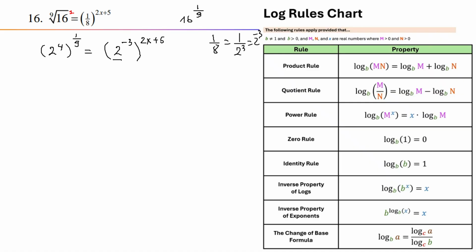Okay, now same base. Skip the middle step. 4 times 1/9 is 4 over 9 equal the exponent negative 3 times 2x, negative 6x, negative 3 times 5, minus 15. Okay, now we can multiply both sides by 9, making sure when you have more than 2 terms you need the parentheses so that you can distribute each term.